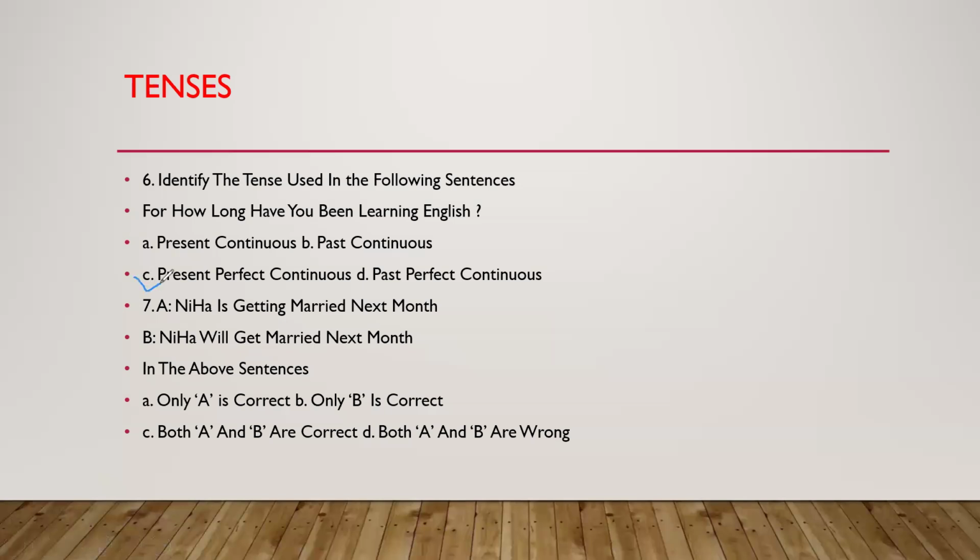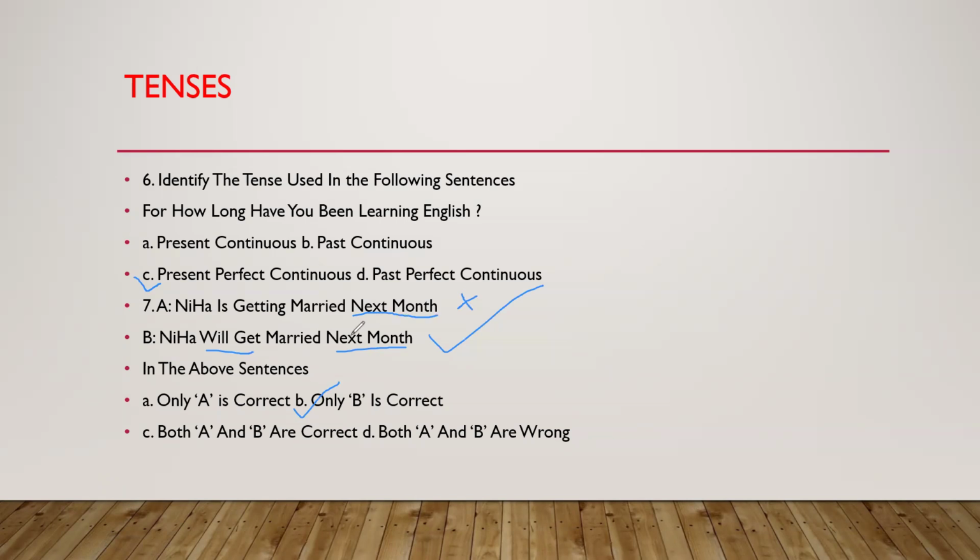Now let's see. Neha is getting married next month. Neha will get married next month. So in the above statements, which one is correct? Many say here next month, so will plus V1, so B is correct. Whereas while seeing this, Neha is getting married next month. Here next month, so there is no will. So option A is wrong. Many of them choose that only B is correct. So they lost their marks.